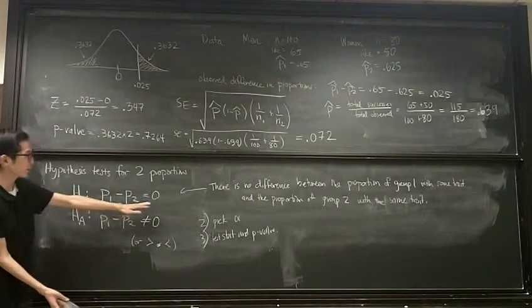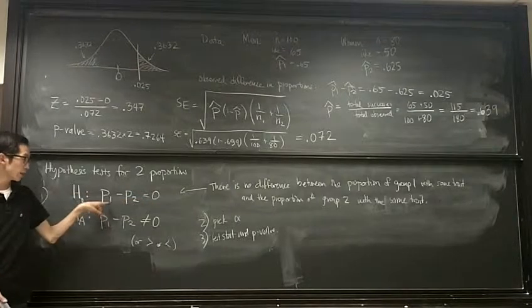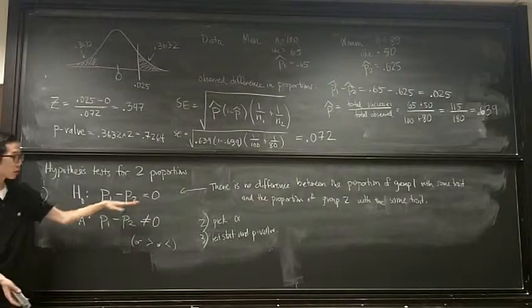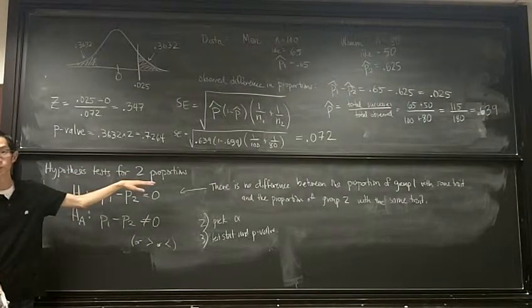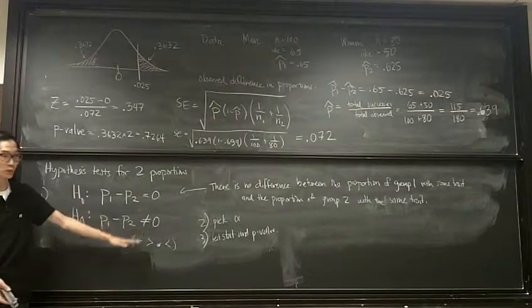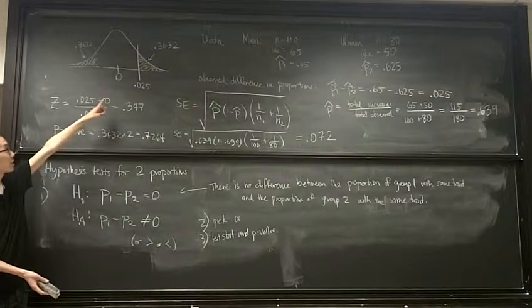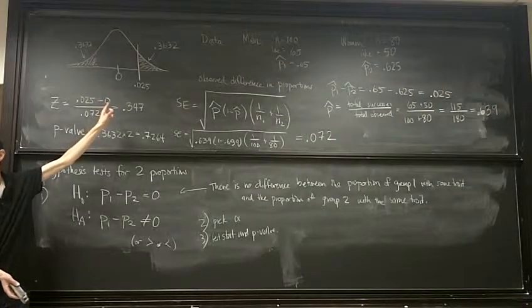The 0 came from the null hypothesis. I put 0 in. The null hypothesis says that there's no difference between the proportions, and this will always be the case for a hypothesis test for two proportions. This will always be the null hypothesis, and then the alternative is what's going to change. So 0 is always going to be in the middle when you're dealing with a two proportion hypothesis test.